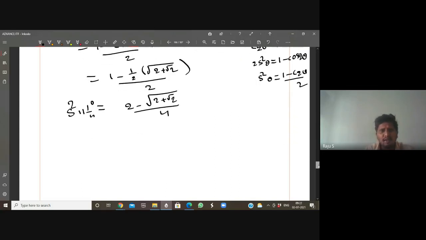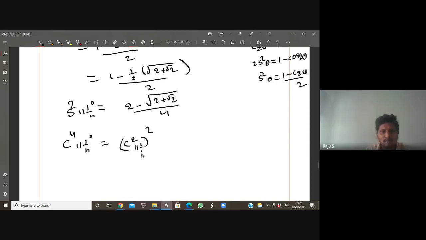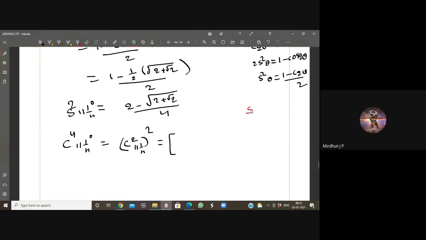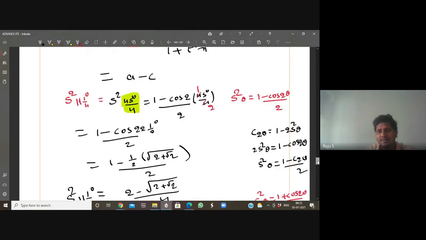In the same way, can you find cos power 4 of 11 1 by 4 degrees? Cos power 4 is cos square whole square of 11 1 by 4. Cos square theta is 1 plus cos 2 theta by 2, just as sine square theta is 1 minus cos 2 theta by 2.